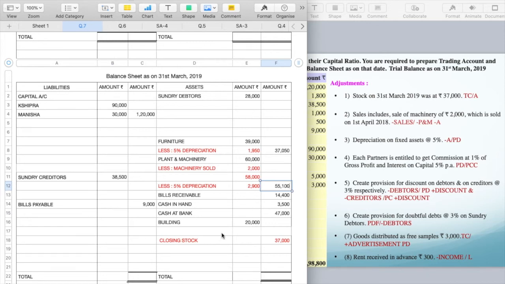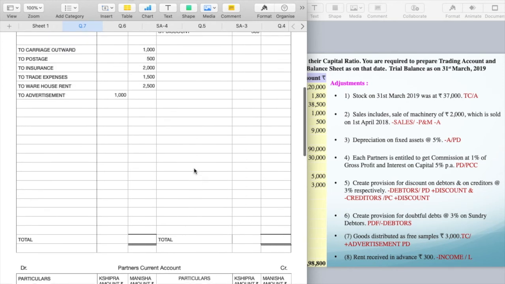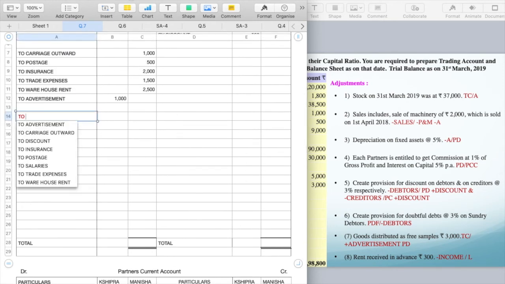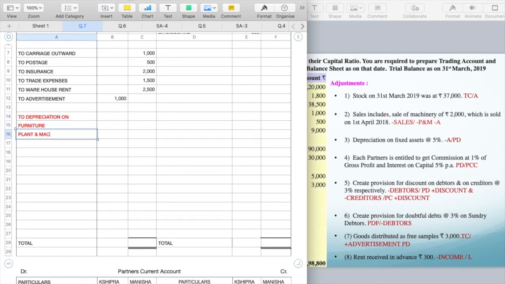Now same way you are supposed to charge depreciation on building. So less 5% depreciation on 20,000, 5% will be 1,000. So 19,000 will be in the outer column, right? So the second effect of the same will go to profit and loss account debit side. To depreciation on furniture, plant and machinery and building. On furniture 1,950, plant and machinery 2,900 and building 1,000. So the total of the same will be 5,850 in the outer column.